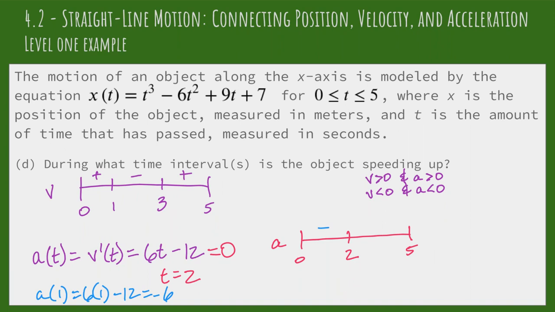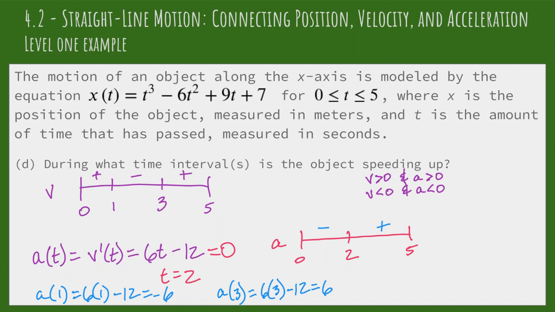Between 2 and 5, let's say 3. 6 times 3 minus 12 is positive 6. So between 2 and 5, the acceleration is going to be positive. That tells us the velocity is decreasing from 0 to 2, and then the velocity is increasing from 2 to 5.